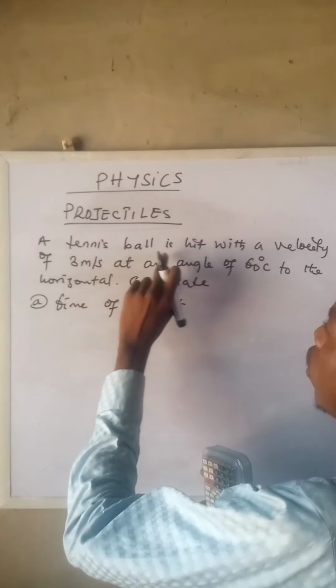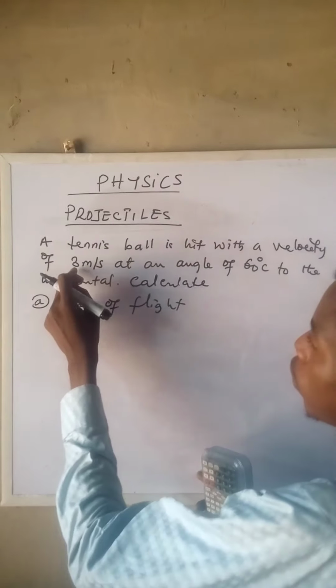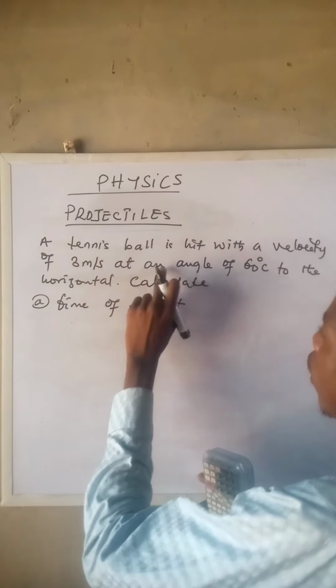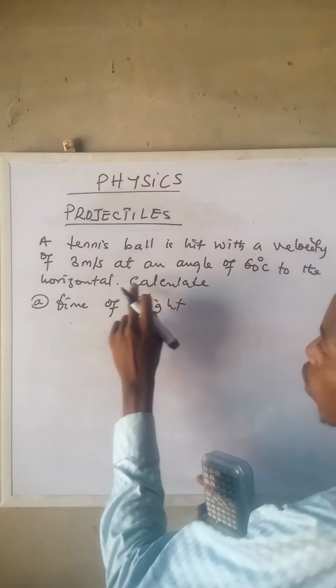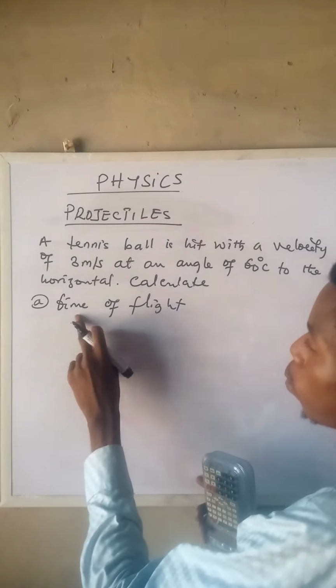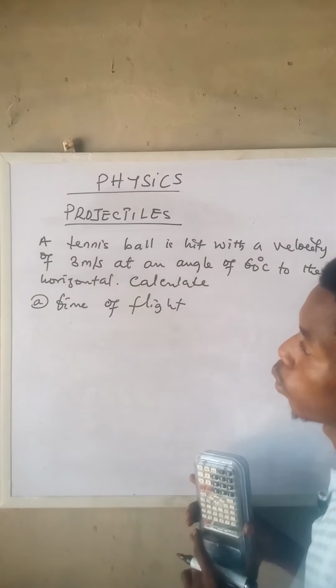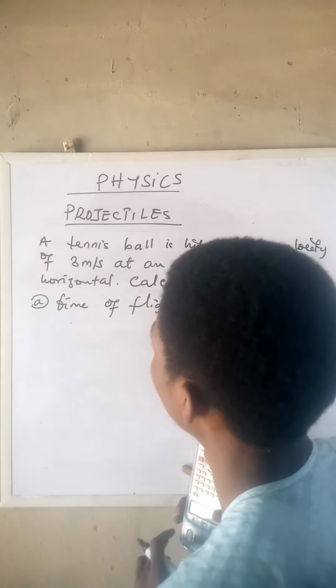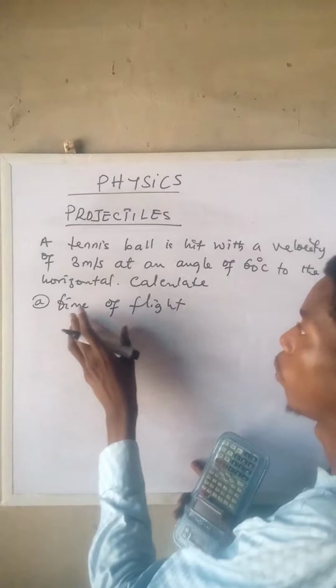A tennis ball is hit with a velocity of 3 meters per second at an angle of 60 degrees to the horizontal. Calculate the time of flight. So this question is under projectile motion. We are going to find the time of flight.